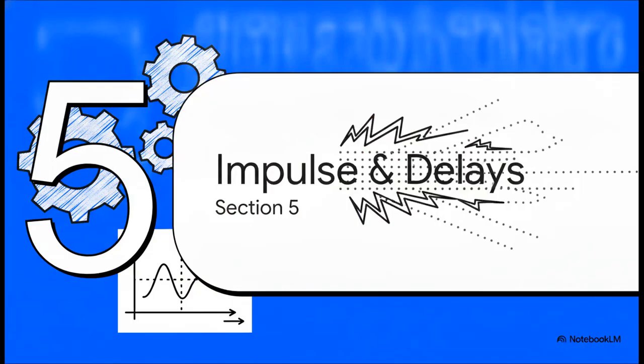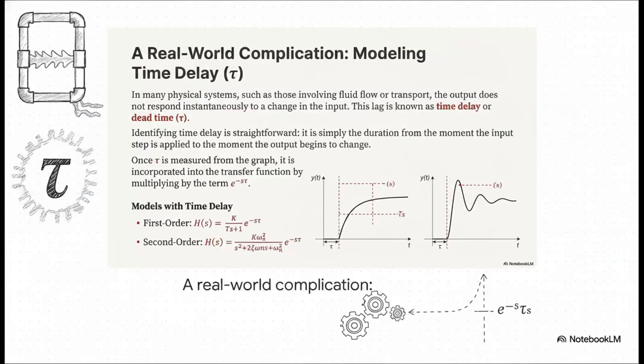Section 5. Impulse math and time delays. Now we're going to look at an alternative interrogation method, and honestly, a very messy reality of physical engineering. Because out in the real world, systems just don't always react instantaneously. Things like fluid flowing through a long pipe, well, they create a lag before the output even starts to register a change. Engineers call this dead time, or time delay, represented by the Greek letter tau. All we do is measure that flat gap at the very start of our graph, and we simply multiply it right into our transfer function as this neat little exponential term.